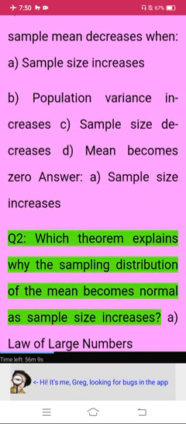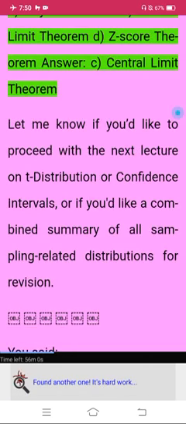Q2. Which theorem explains why the sampling distribution of the mean becomes normal as sample size increases? A. Law of large numbers. B. Bayes theorem. C. Central limit theorem. D. Z-score theorem. Answer: C, central limit theorem.